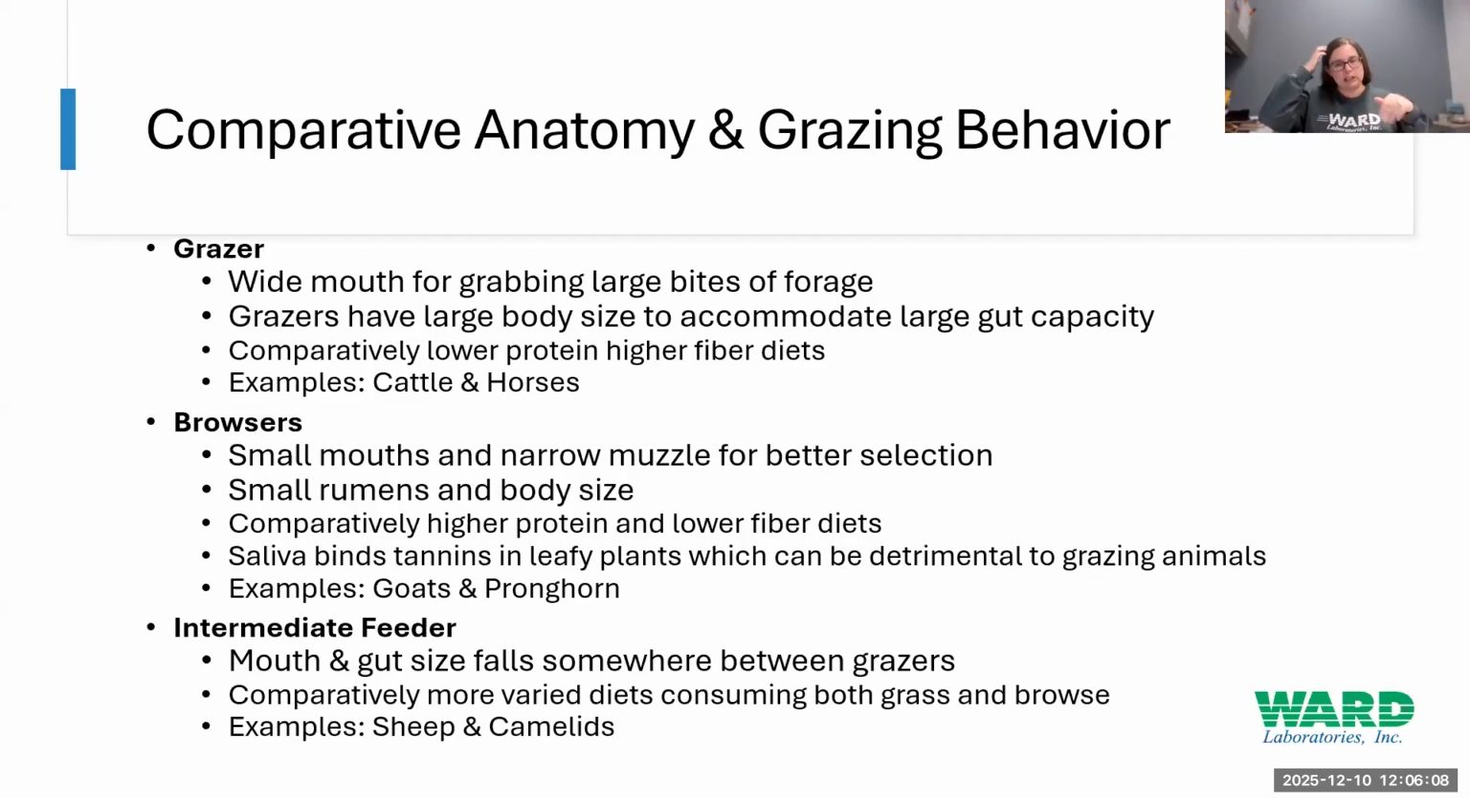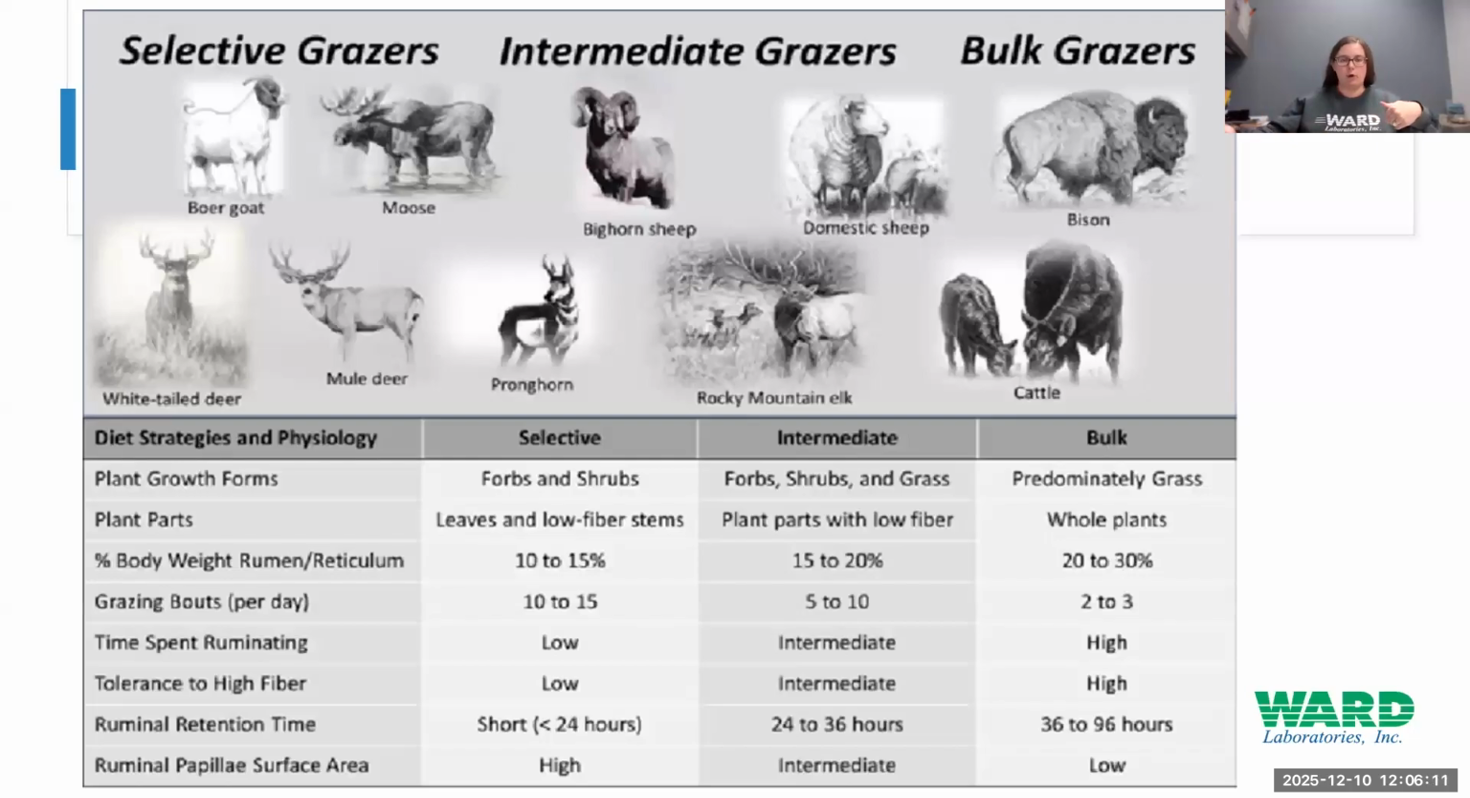I have a lot of text here on this slide, but I've thrown up a photo to hopefully cut through that. So you can see that it's a spectrum, right? We have our big grazers, cattle, bison, and then we have our more selective animals. This is where we see goats and deer. And so relative to their body weight, grazers have larger guts. The rumen and reticulum make up to 30% of their body weight when we're talking about cattle, versus a goat, it's going to be between 10 and 15% of their body weight.